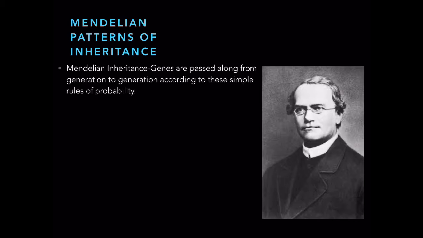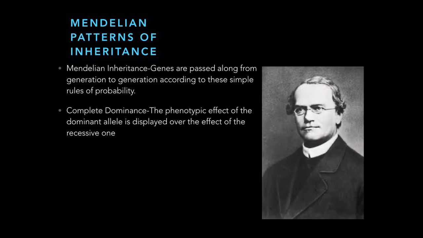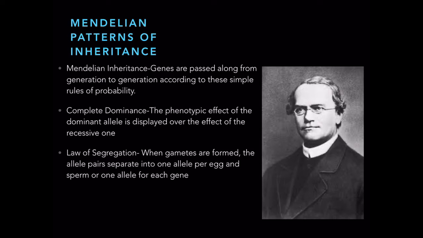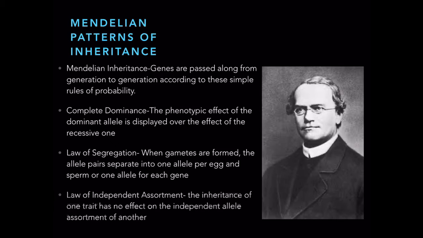The first rule is complete dominance. The phenotypic effect of the dominant allele is displayed over the effect of the recessive one. Law of segregation. When gametes are formed, the allele pairs separate into one allele per egg and sperm, or one allele for each gene. Finally, the last law is the law of independent assortment. The inheritance of one trait has no effect on the independent allele assortment of another.